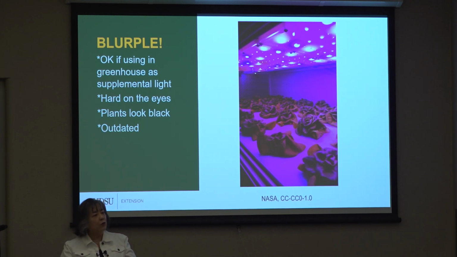And it's hard if you're a grower to determine if there are any plant problems. Say for example, there's a nutrient deficiency, so it's starting to look yellow. Hard to tell under this red and blue situation. So the plants look black. It's hard to tell if you've got an insect problem. So this has become outdated.